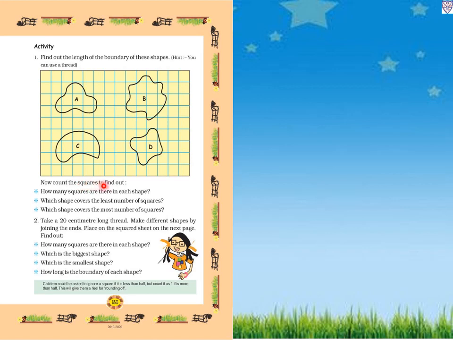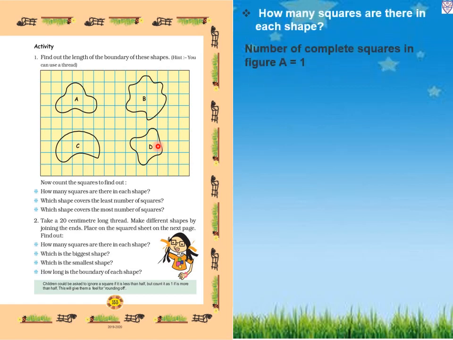Now count the squares to find out how many squares there are in each shape. So, the number of complete squares in figure A. We have to count only complete squares. Here the rest are halves, so only one square is complete in figure A. So we will write A equals 1.